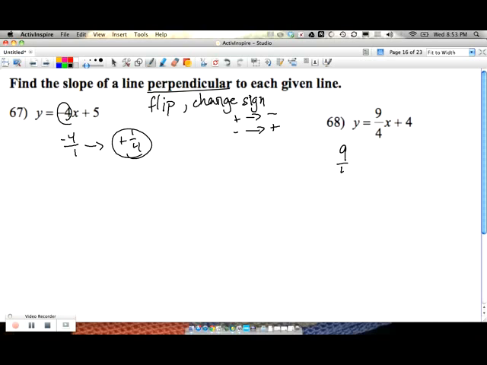This next one, I have 9 over 4. And what I'm going to do is I'm going to take 9 over 4. I'm going to flip it. And I'm going to change the sign. So it's negative 4 over 9. That's what we do when we find something perpendicular.